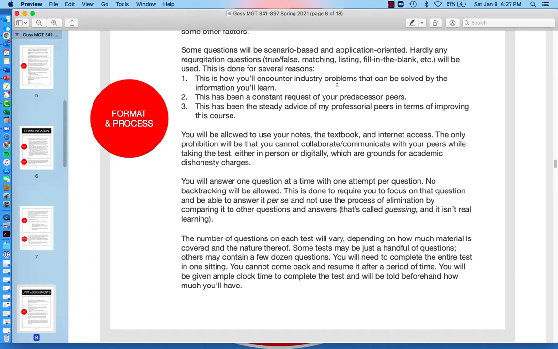That in and of itself is a great question, because each chapter is going to vary in nature and scope, and as a result of that, so will the number of questions provided. Some may just be a handful of questions, some may be several dozen questions. You will also need to realize that you will have to complete each test in one sitting. You cannot come back and work on it later. You have to do it all at one time.